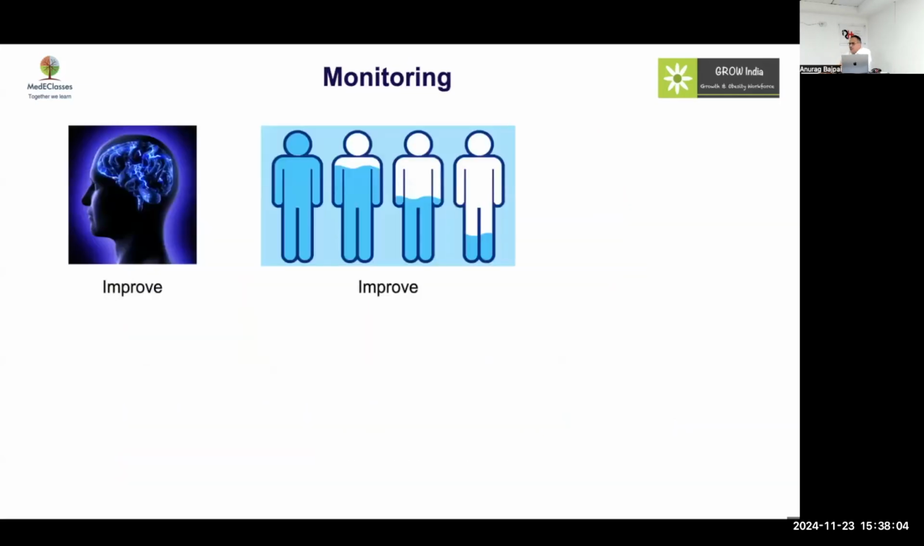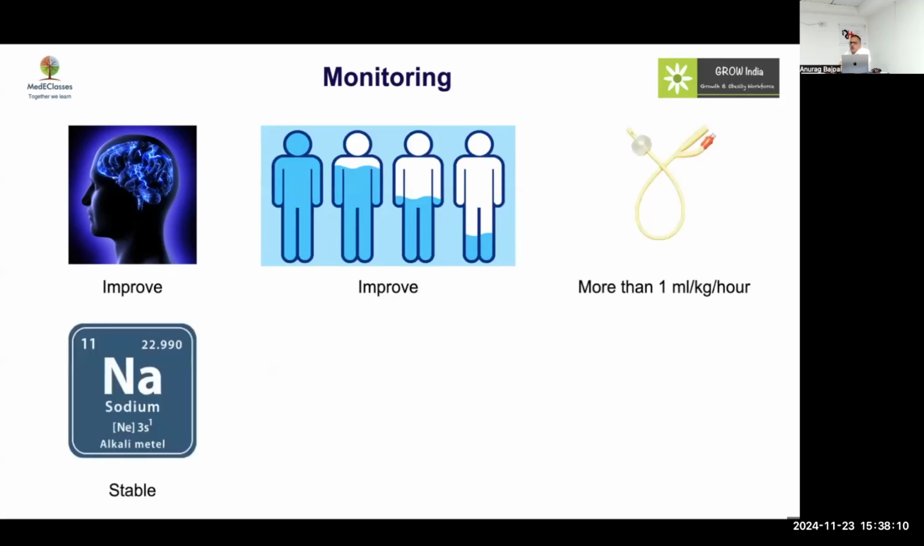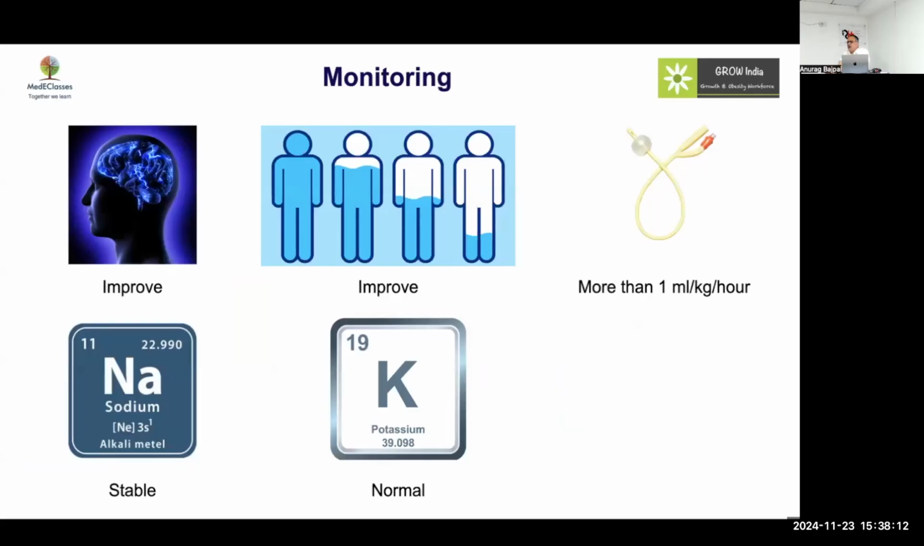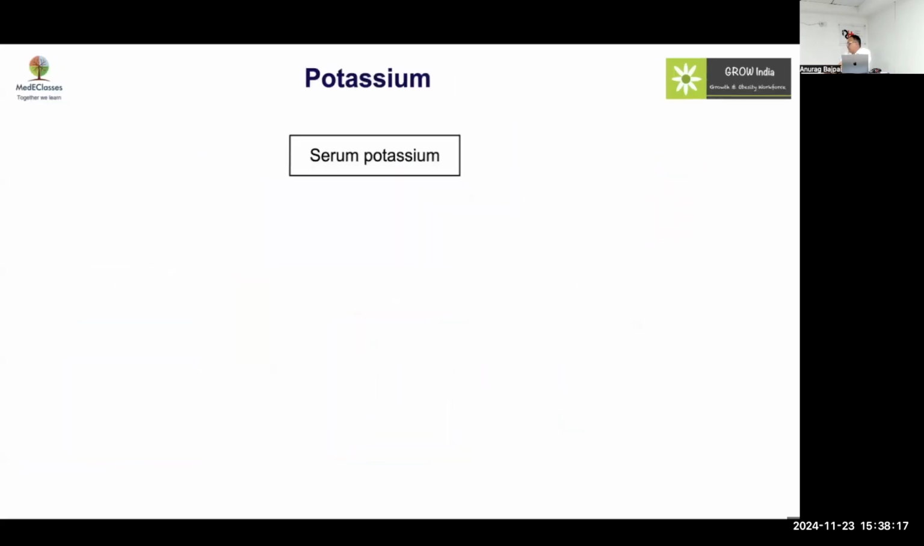Monitor for sensorium, hydration status, and urine output, because oliguria and renal failure is an important problem here. Sodium levels should remain stable, potassium should be normal, and acidosis and ketones should improve over time.